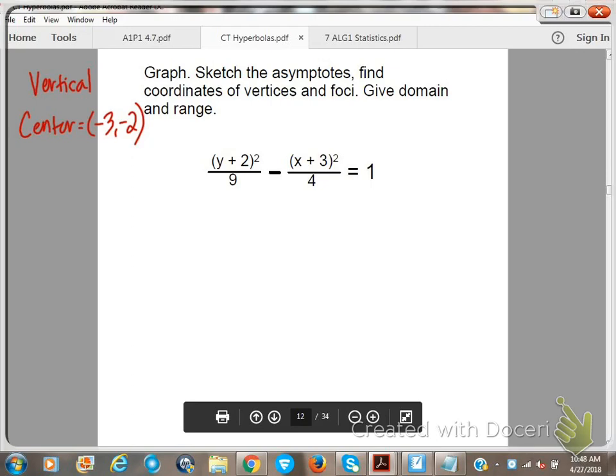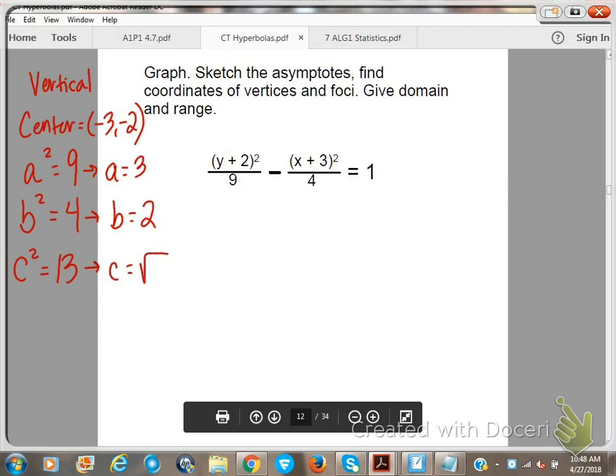Ethan, what's my a squared term here? 9. Which means a is? 3. Tim, what's my b squared term? 4. Which means my b is? 2. Okay. Vanessa, what's c squared? 13. Which means c is? Square root of 13. Good.